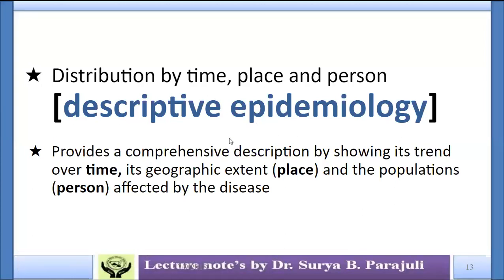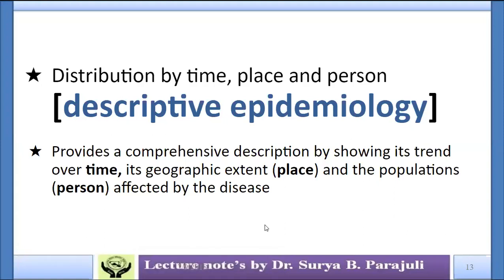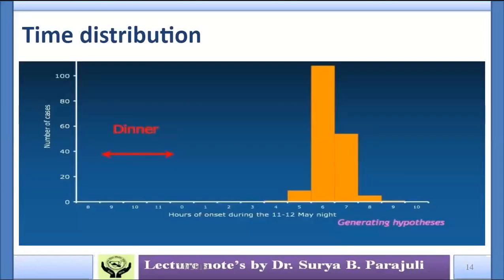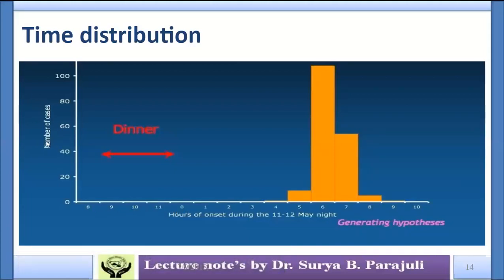It provides a comprehensive description by showing its trend over time. Geographical context means place, which district, which time, which month, and which person, male or female, affected by COVID-19. Actually, this is the summary of today's class. Okay, so you can see time distribution. You can see it's a 0 hour, it's a minus. Okay, 11, 10, 9. It's a number of cases.